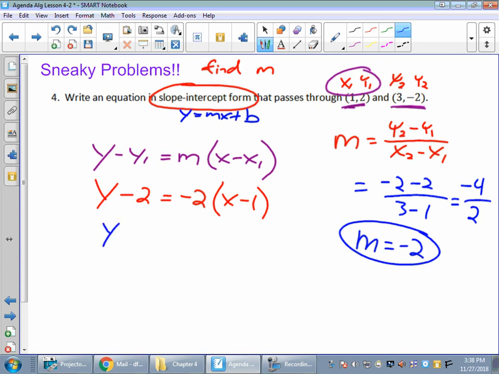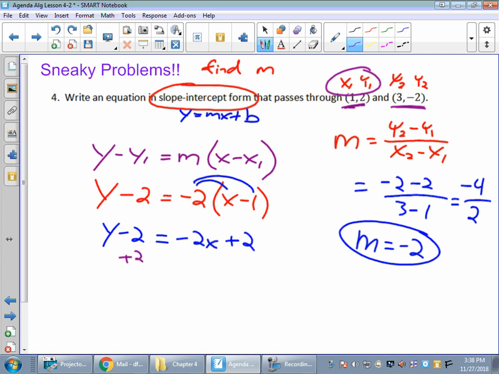On the left side, it's going to stay the same, y minus 2. And then on the right side, I'm going to distribute. -2 times x is -2x. -2 times -1 is a positive 2. So now I'm almost in y equals mx plus b form. I'm almost in slope-intercept form. I've got an mx plus b on the right-hand side. I've just got to get rid of this -2 over here.